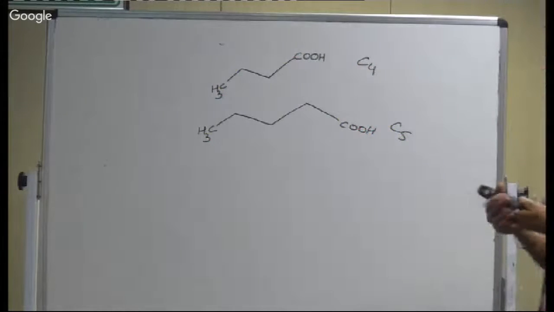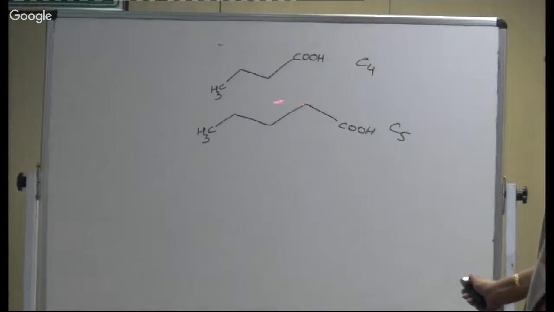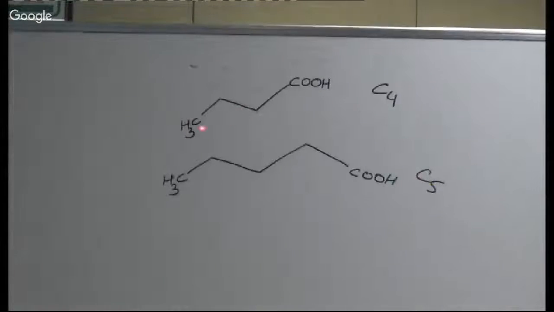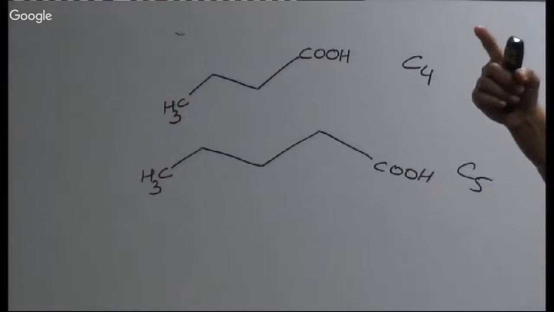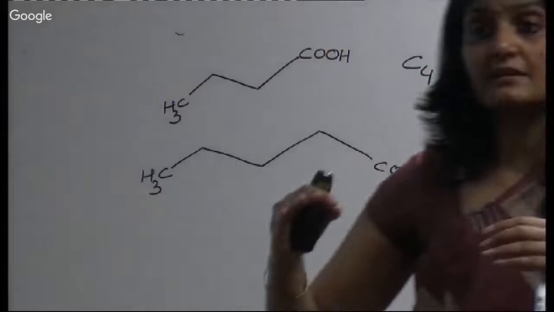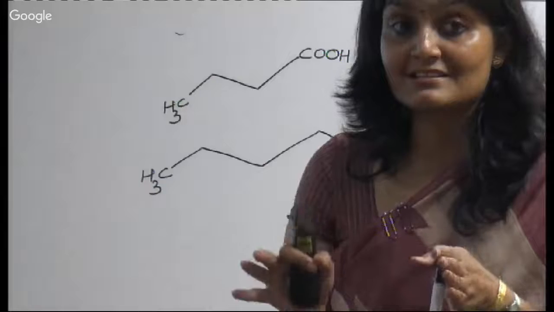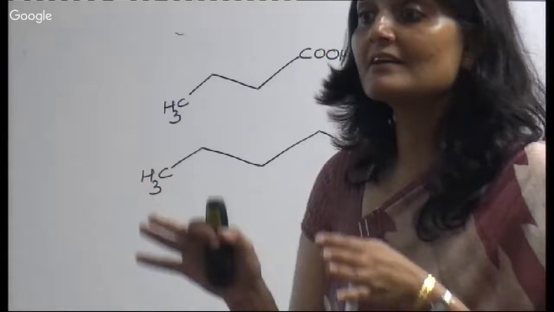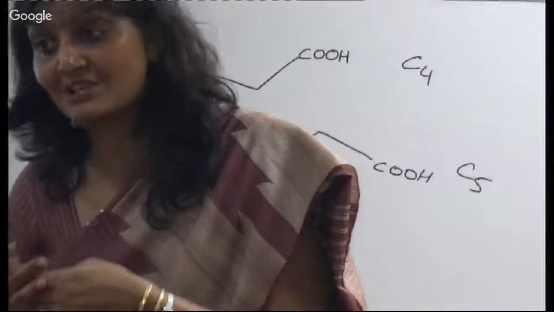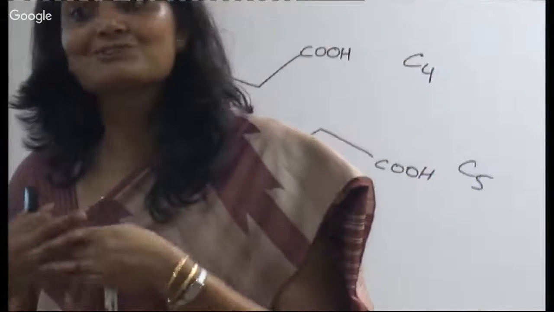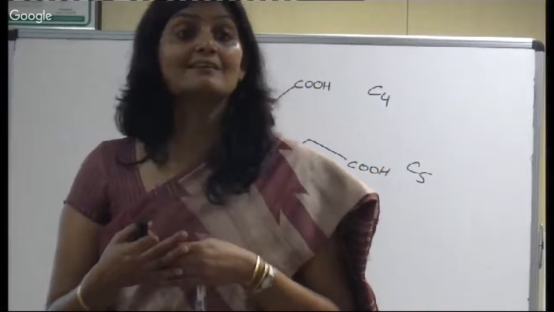If you see here, this is butanoic acid and this is pentanoic acid, right? The terminal methyl group and the carboxyl group are away from one another. Because they are away from one another, these structures can fit better in the crystal lattice. Because they fit better in the crystal lattice, there will be stronger intermolecular forces of attraction. And because of the stronger intermolecular forces of attraction, their melting points will be high.